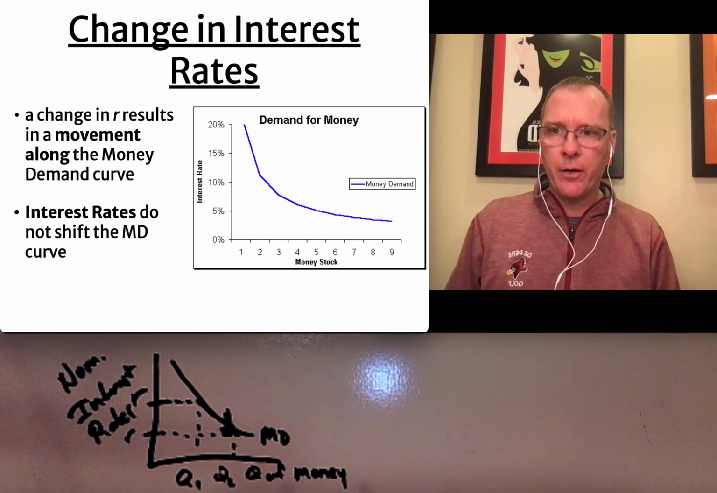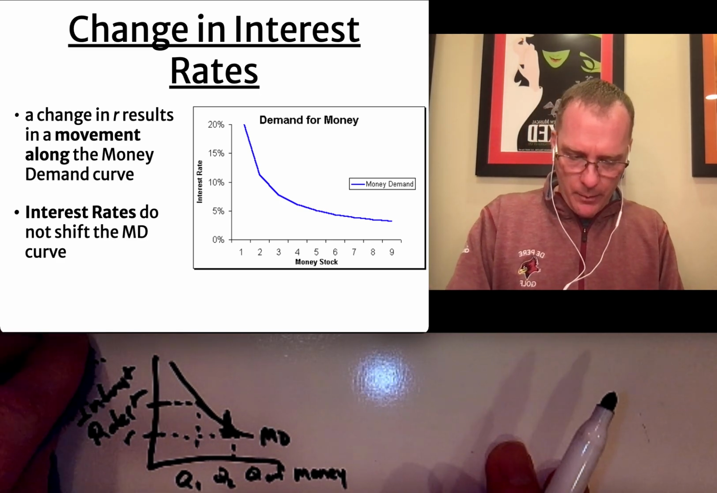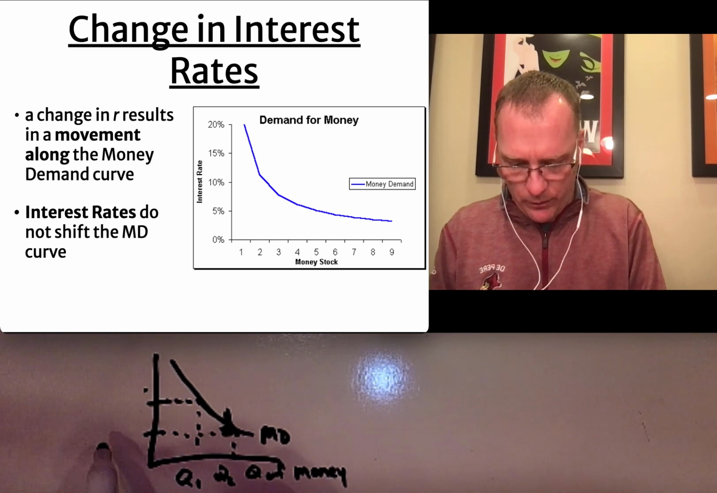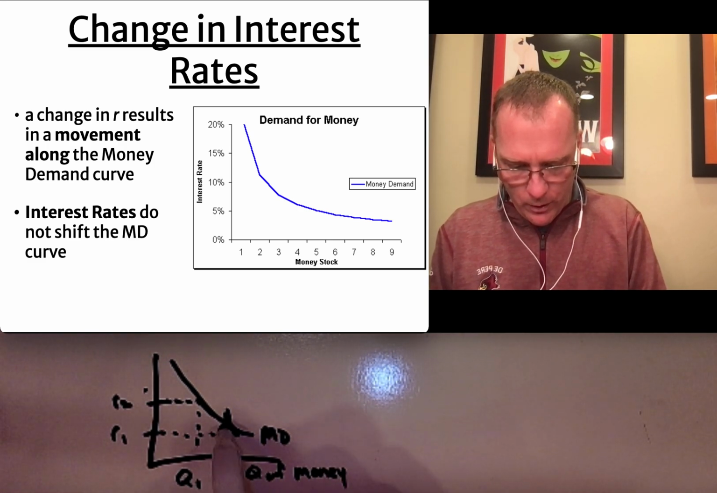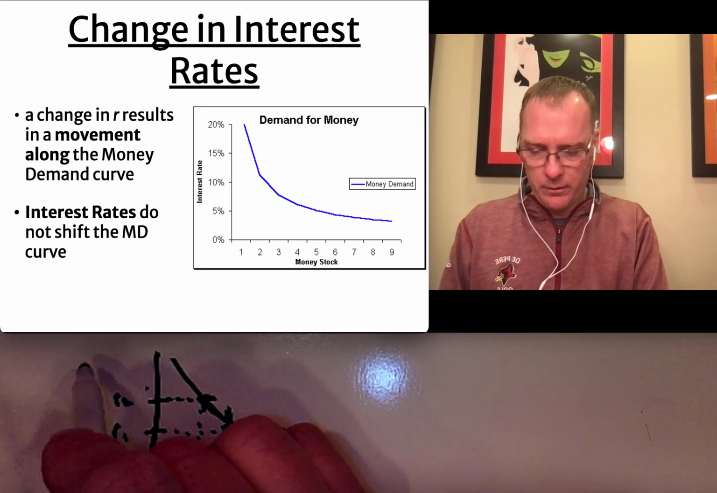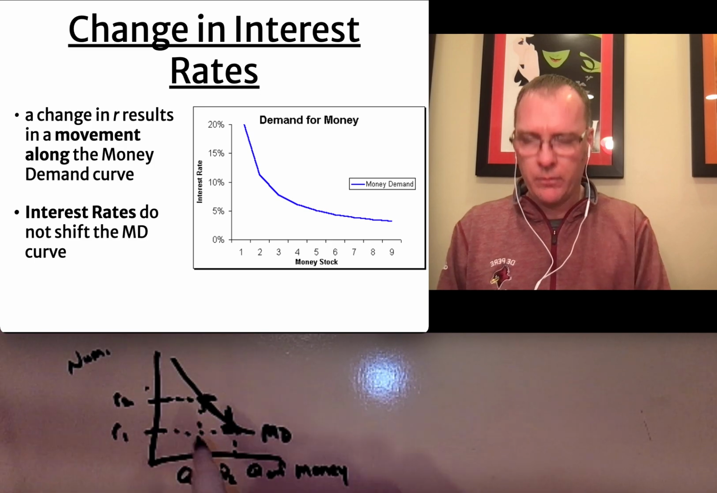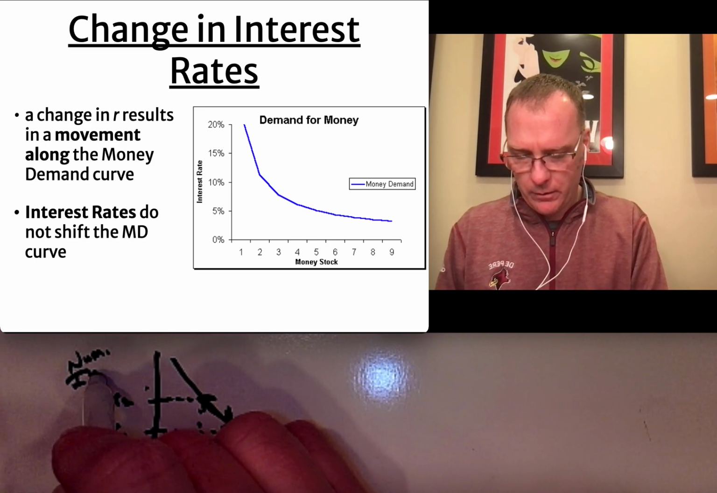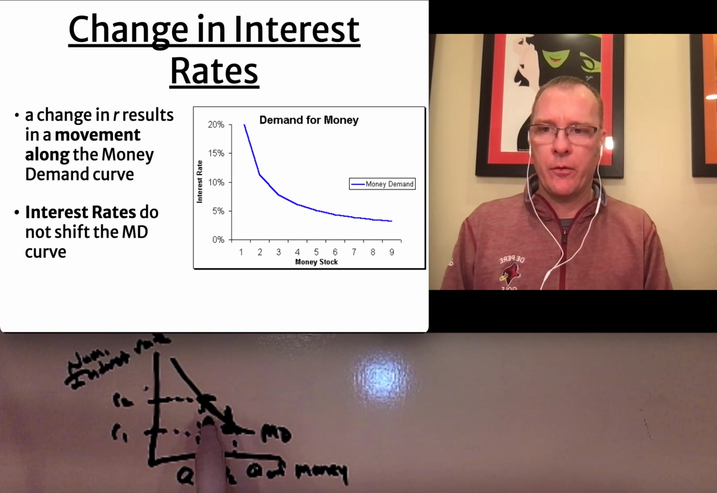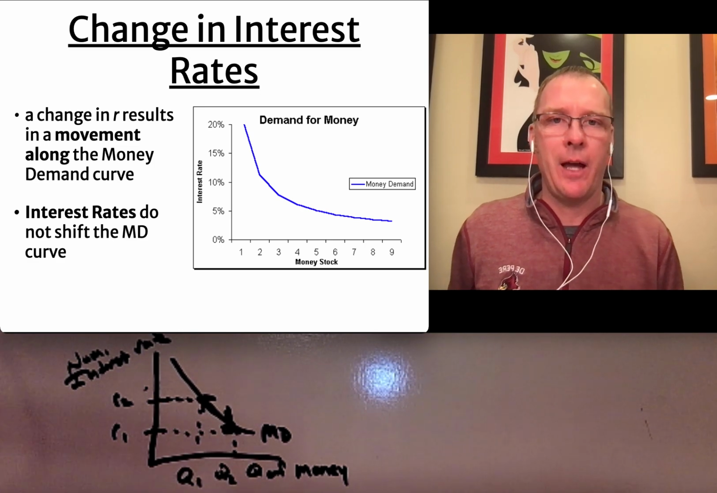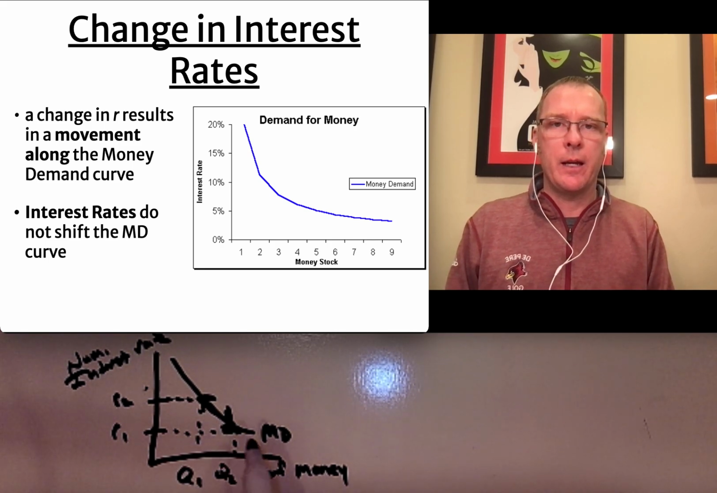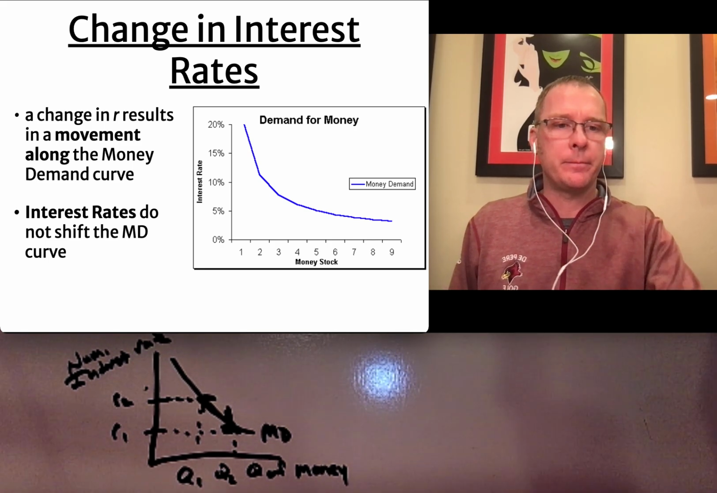Now, if the alternative happens and my nominal interest rate increases for some reason, so it goes from R1 to R2, now I'm going to demand less money. Why? Because I'm paying more interest. If all of a sudden my interest rate for going to college was 10, 12, 13%, I might look at that differently than if it was 2 or 3% in terms of borrowing money to be able to do that.